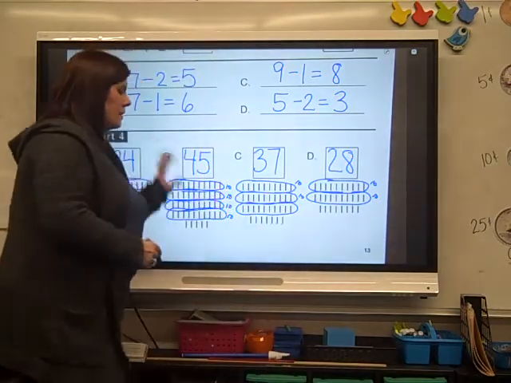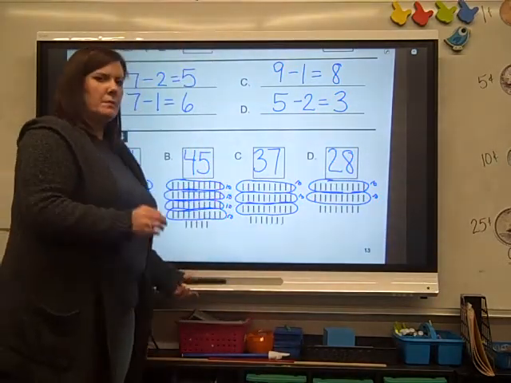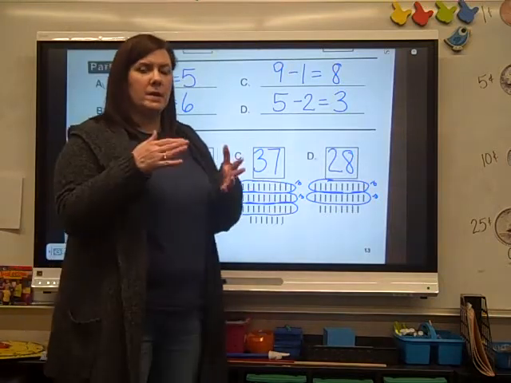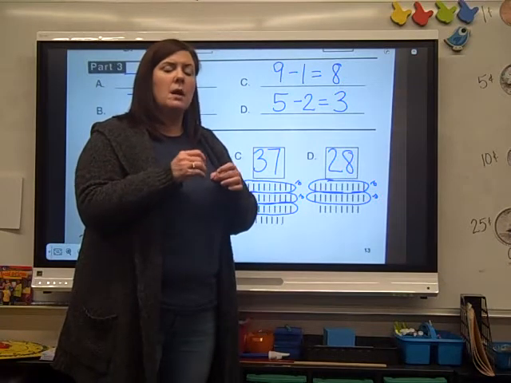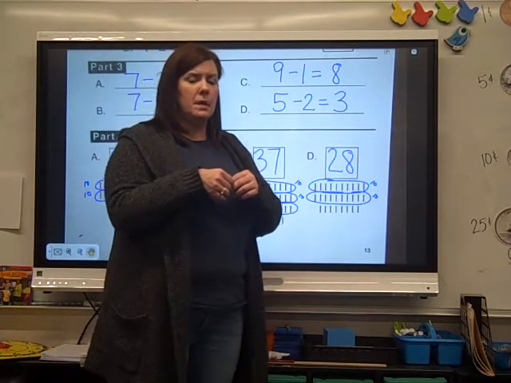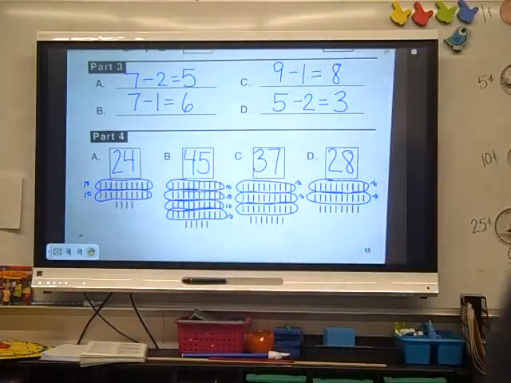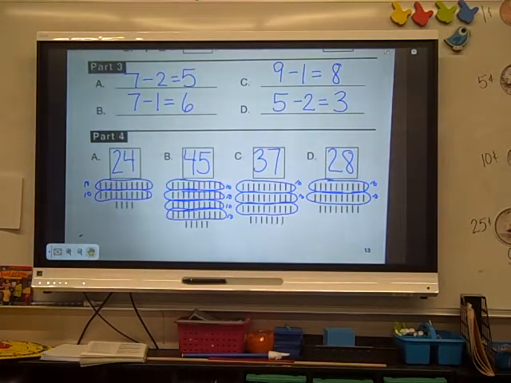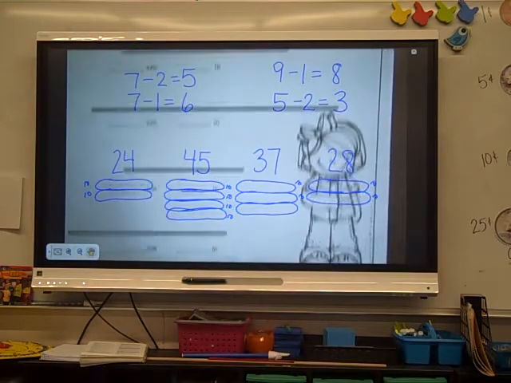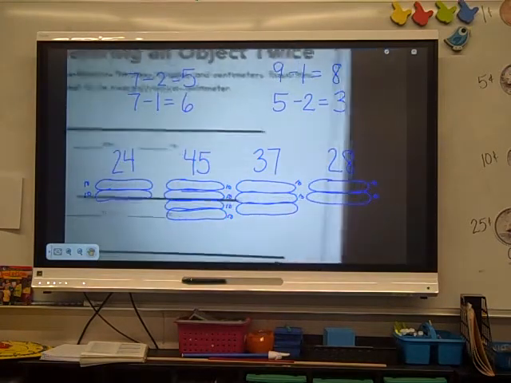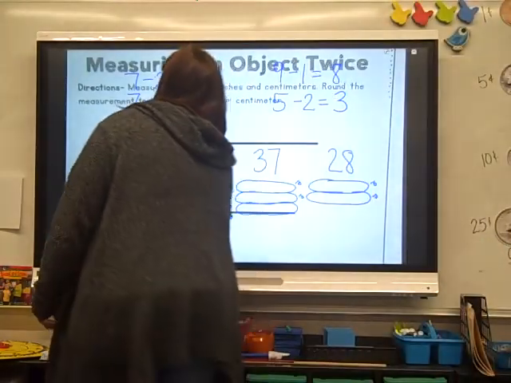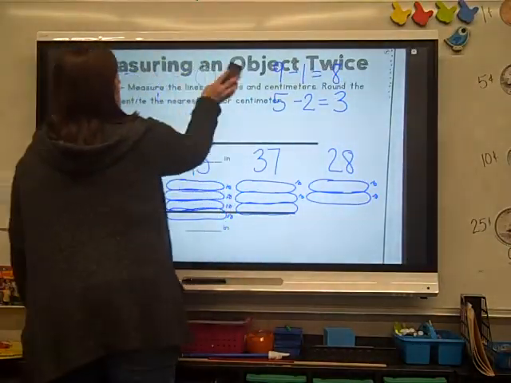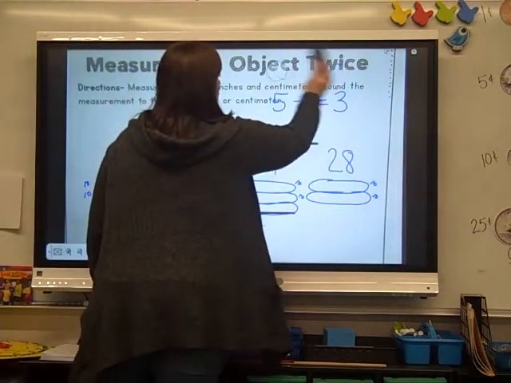All right. If you didn't do the top, you can stop and do that now, or get your measurement paper out, get your ruler. Okay, you need your ruler, and we're going to measure our lines. All right, guys, so look at this page, and it says measuring an object twice.